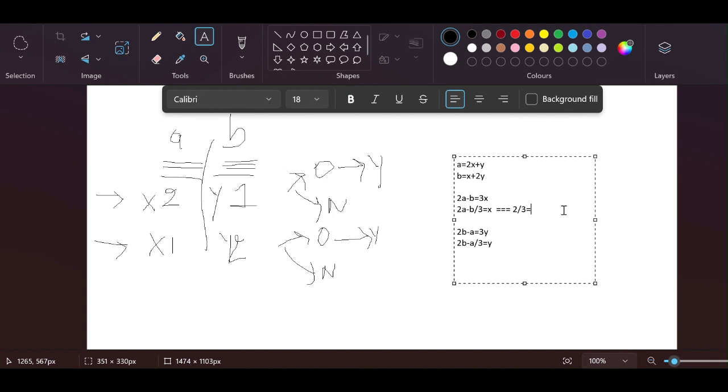So to avoid this condition, we have to make sure the value of 2a minus b has to be greater than or equal to 0. If it is equal to 0, we already know that 0 by any number is equal to 0, right? If it is not greater than or equal to 0, then we should return no as an answer.